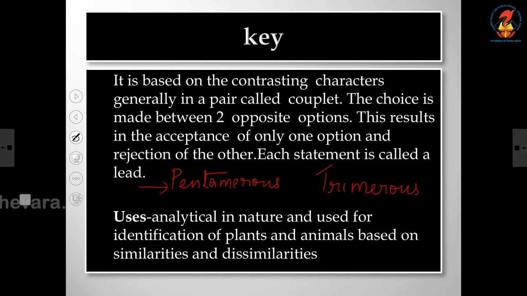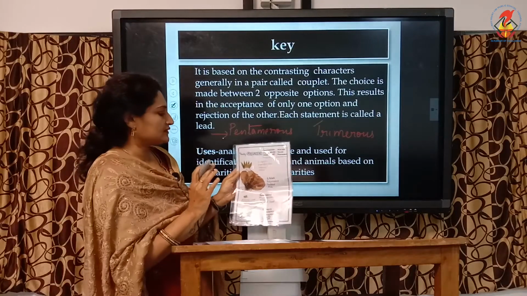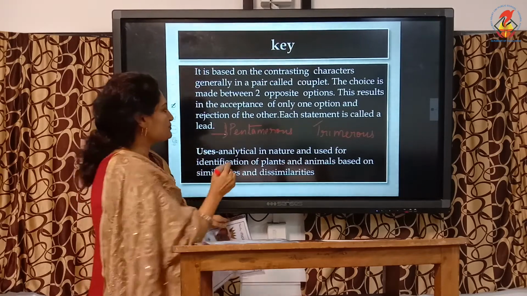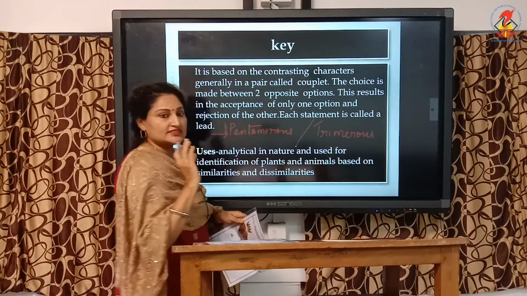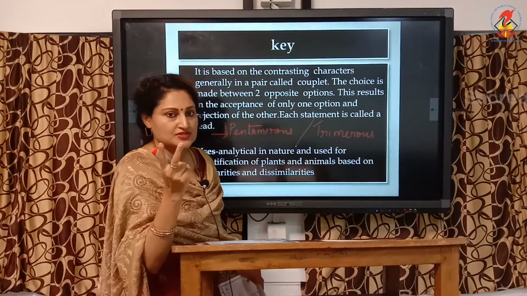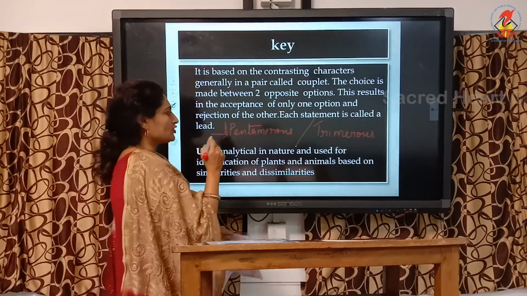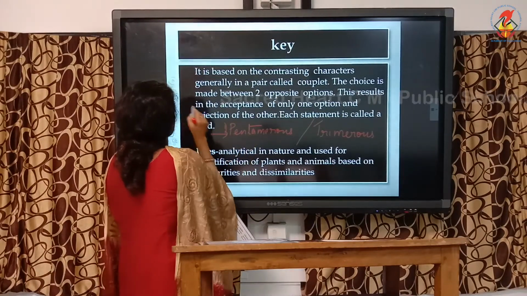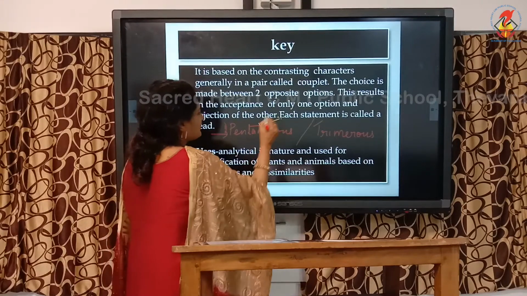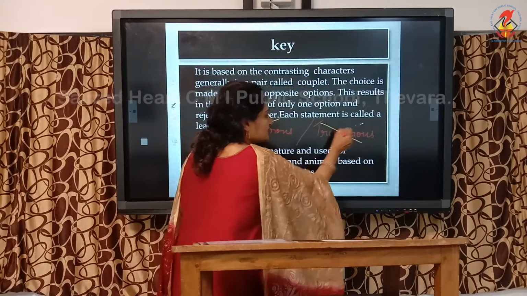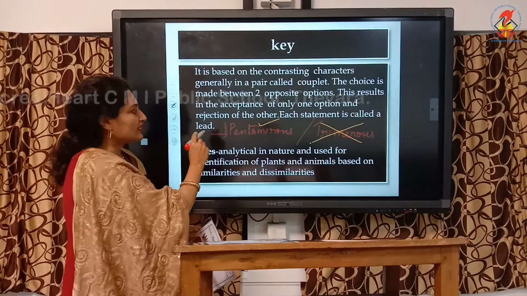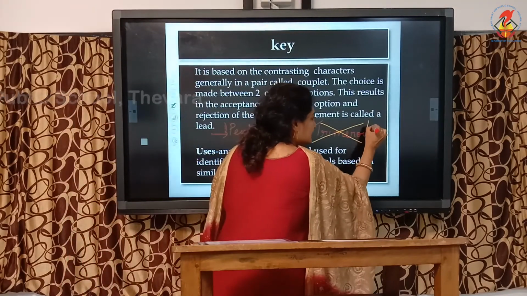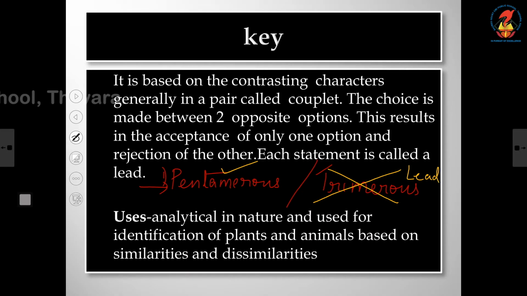Now I am making a key. So the first statement is this. Let the first statement be whether the flower is pentamerous or trimerous. So the statement contains mostly two options. So we have to select among the options. So if it's applicable to hibiscus, which option will I select? I will select the option pentamerous, and I will reject the option trimerous. This statement we will not call a statement, it is called lead, L-E-A-D.